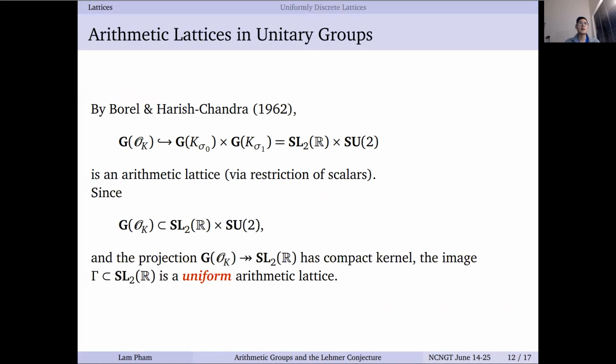Now, this G of O_K that I have defined inside this direct product through the restriction of scalars shows me that when I project onto the SL2R factor, this projection will have compact kernel. So the kernel is going to be SU2. And this tells me, in fact, that the image inside SL2R is going to be a co-compact arithmetic lattice.